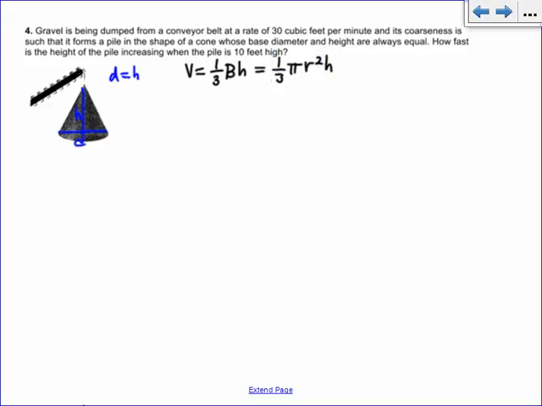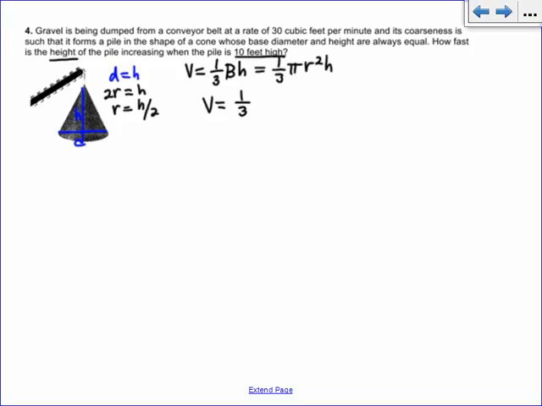Okay, and in this case we can because we were told that our diameter is always equal to the height. In other words, 2 times the radius is always equal to height. So as I go through the problem and decide which one I want, R or H, it says how fast is the height of the pile increasing when the pile is 10 feet high. So we want everything to be in terms of H. So we want to replace that R with H over 2. Okay, that's what it's always equal to in this pile.